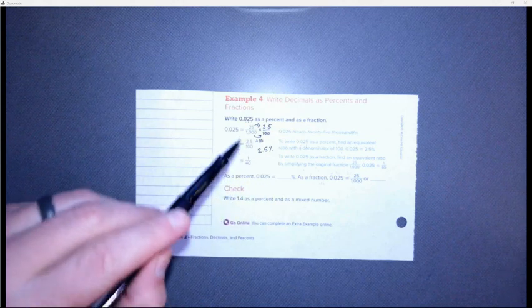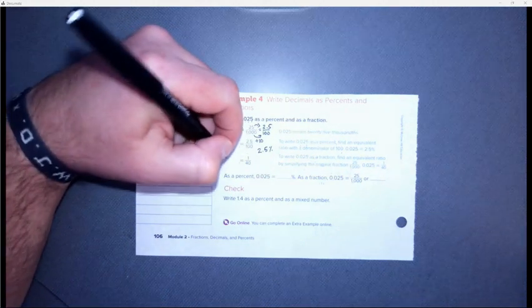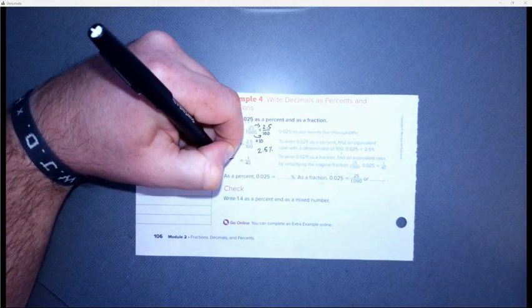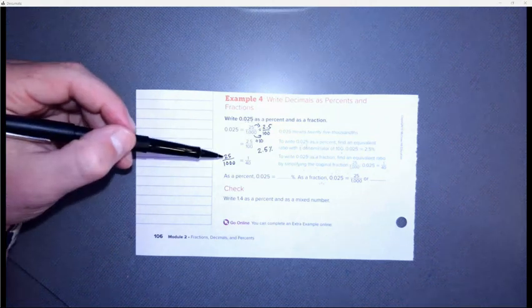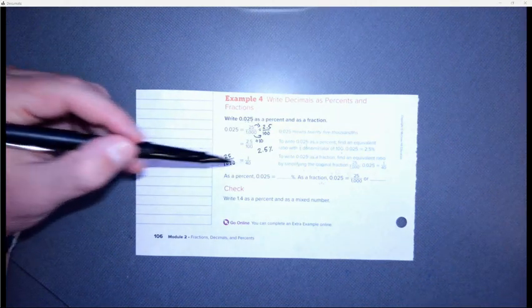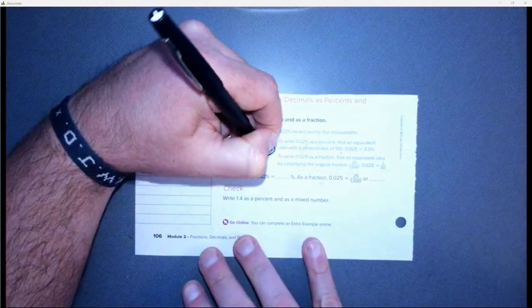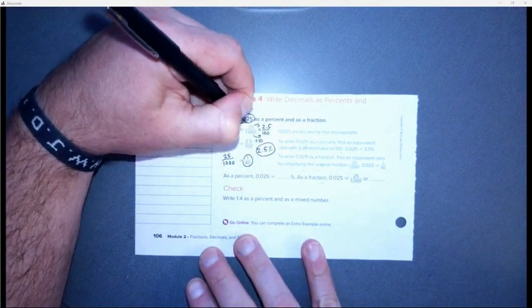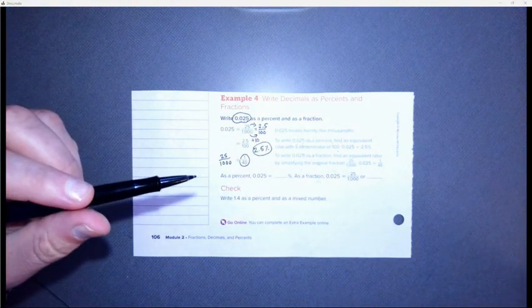And if I wanted to write it as a fraction, I would take my 25 thousandths, find a factor that they have in common. I can divide them both by 25. 25 divided by 25 is 1. 1,000 divided by 25 is 40. So it's 1/40th. So 1/40th, 2.5%, and 25 thousandths are all equivalent.